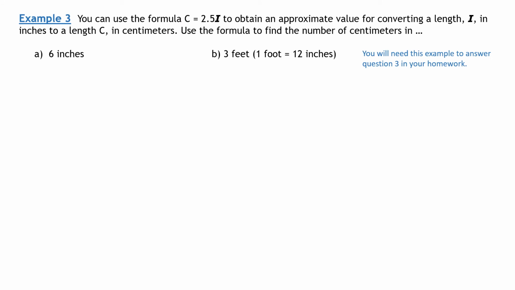Example 3. All right, this one's a little more complicated. All of you know that there's a difference between centimeters and inches. And there's a formula that we can use to get an approximate value to convert inches into centimeters. Inches are imperial and centimeters are metric. So we have to convert between them.